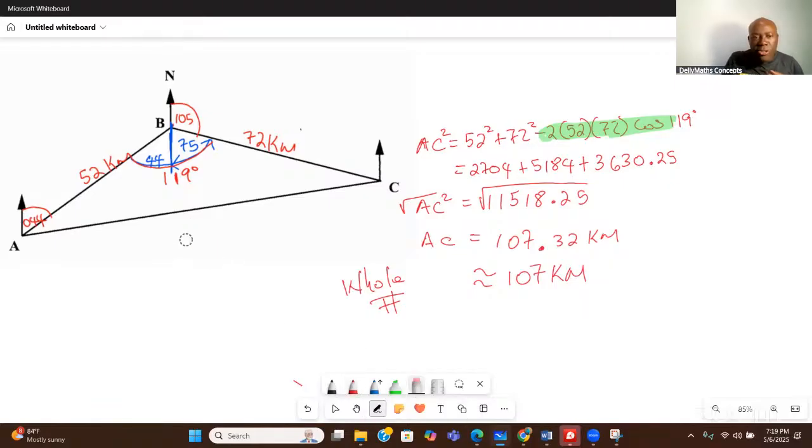So what I normally do as well is to tag it onto my diagram. This is 107 km, and it's going to give me insights as I go forward to do another question.